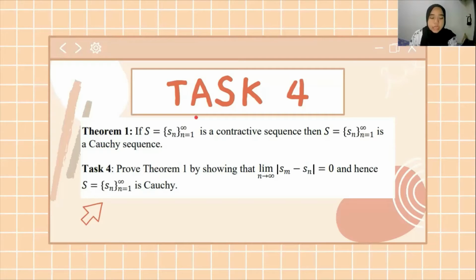Okay, next I will explain about task 4. Before that, I will introduce myself. My name is Nurullah Ayuni binti Abu Jamil, and my matrix number is 203854.